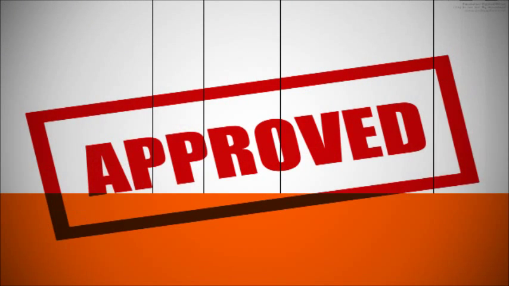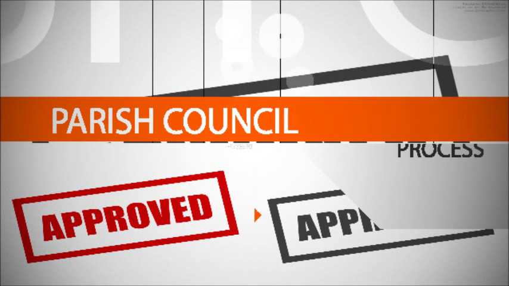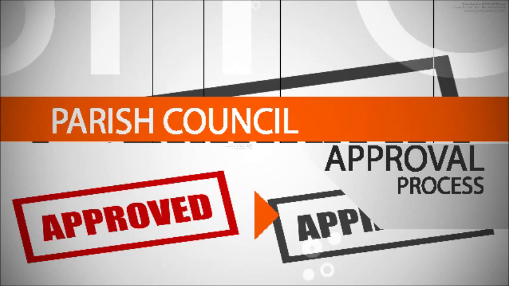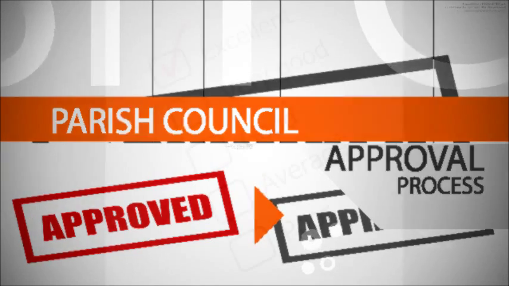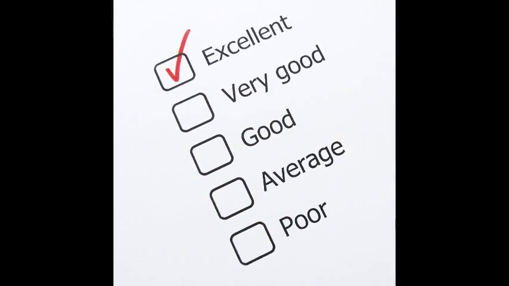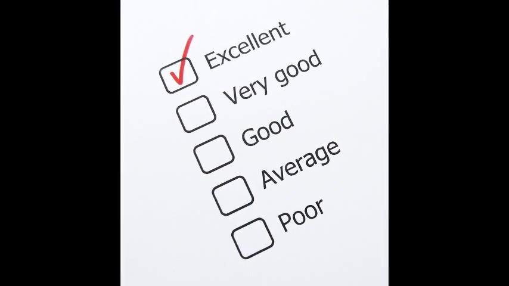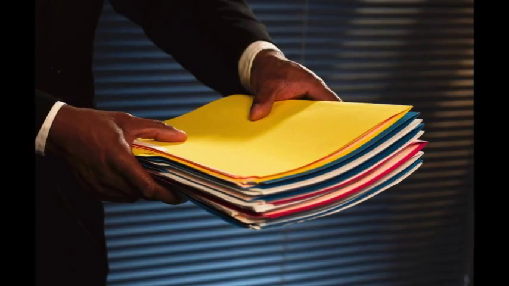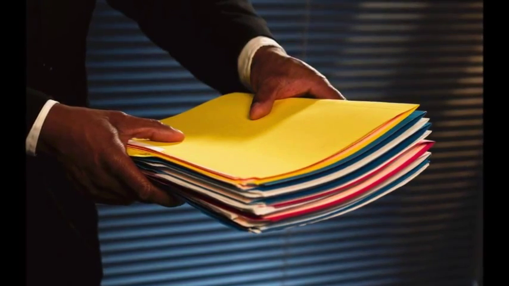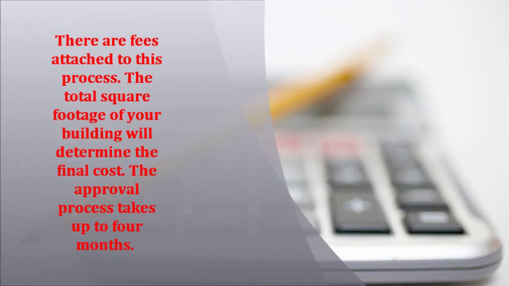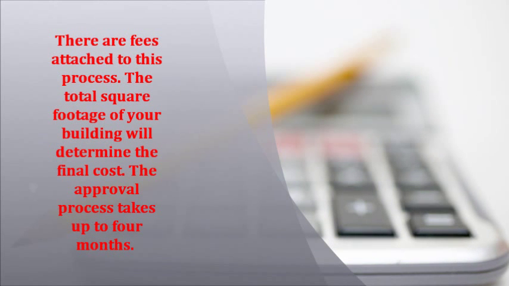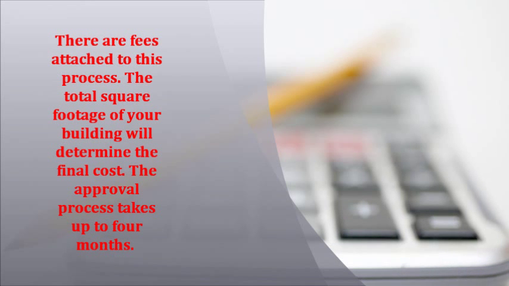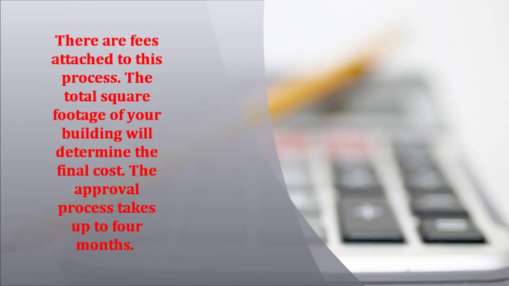Moving on to step 3, the Parish Council approval process. Your home design, which is your floor plan, must be approved by the relevant Parish Council before construction begins. 5 sets of blueprinted plans must be submitted to your Parish Council along with the copies of your land survey documents, land title, and land tax payment receipts. There are fees attached to this process. The total square footage of your building will determine the final cost. The approval process takes up to 4 months.